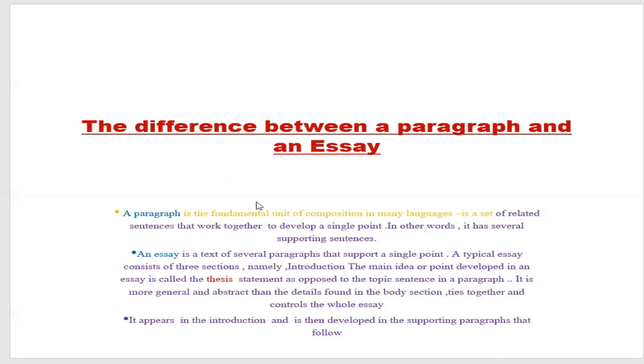As Eden said, a paragraph is a group of sentences. A paragraph is a fundamental unit of composition in many languages. It's related sentences that work together to develop a single point. In other words, it has several supporting sentences, right? When you say paragraph, as Eden said, it has a topic sentence, and also it has several supporting sentences. As you are looking at the PowerPoints, the definition is already there.